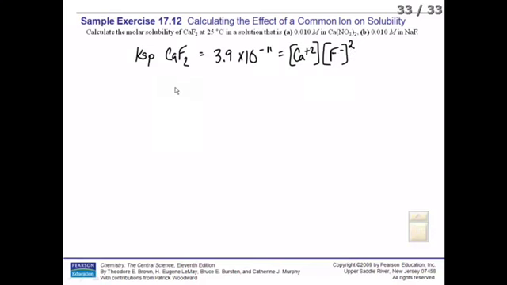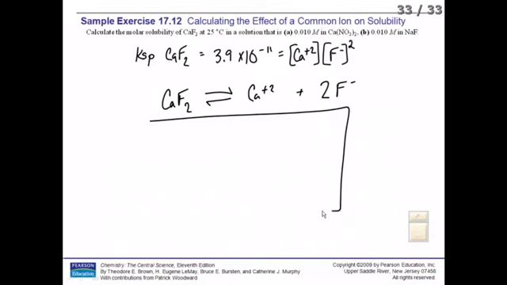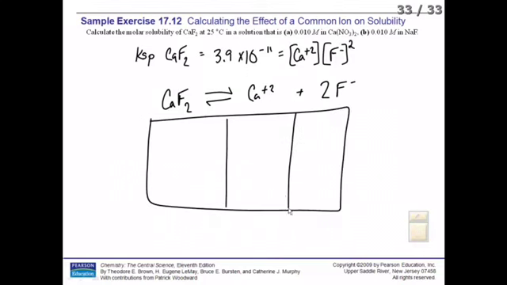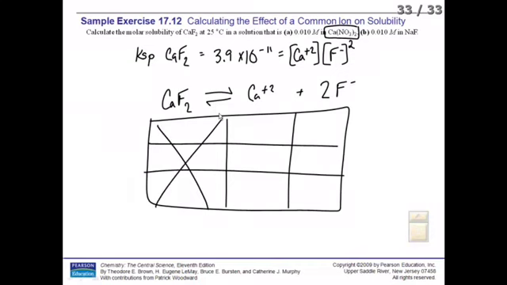So if we set up an ice table for this, CaF2 solid dissolving to Ca2+ and 2F negative, you're going to have the common ion calcium, because look what they added. They added some calcium nitrate. Nitrate we don't care about, but the calcium we certainly do. In our ice table, the solid doesn't matter. But you will have an initial concentration for your calcium ion. This is whatever they threw in, 0.010 molar. Fluoride was 0 because we didn't have any of that.